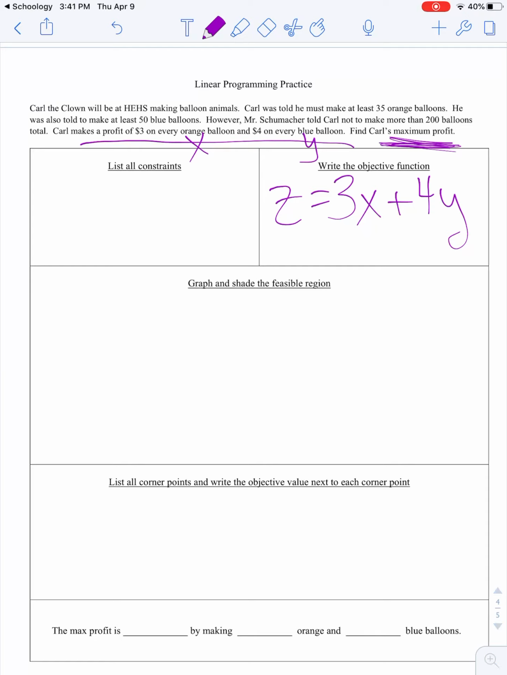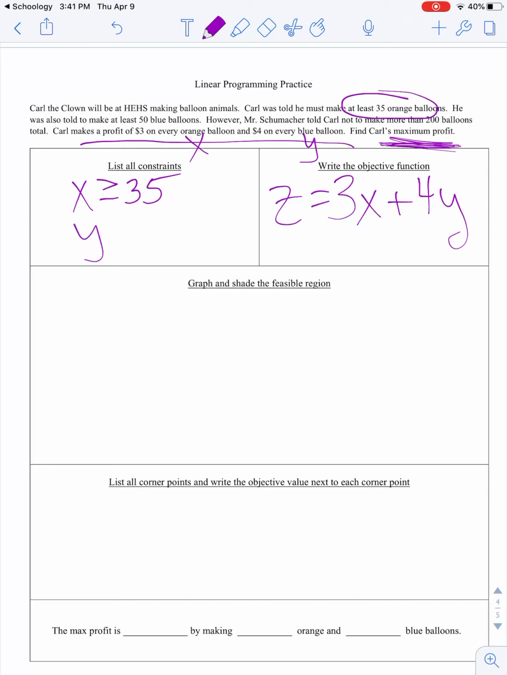Now I go backwards. He's told he must make at least 35 orange balloons. At least 35. Can he make 34? No. Can he make 35? Yes. Can he make 36? Yes. You want at least, so it's greater than or equal to. Don't see the word least and think less than.